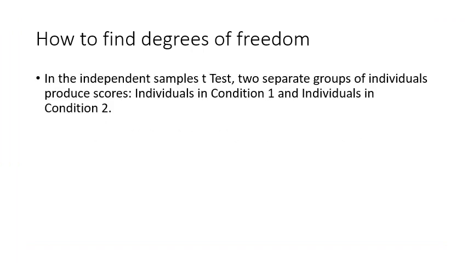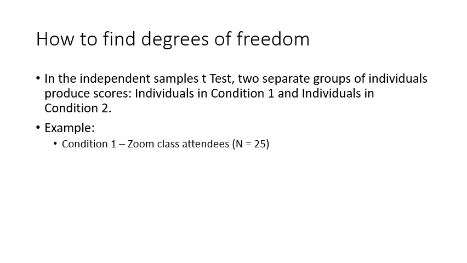In the independent samples t-test, two separate groups of individuals produce scores, the individuals in condition 1 and the individuals in condition 2. So for example, condition 1, Zoom class attendees, and we have 25 individuals. Condition 2, in-person class attendees, and we have 17 individuals.